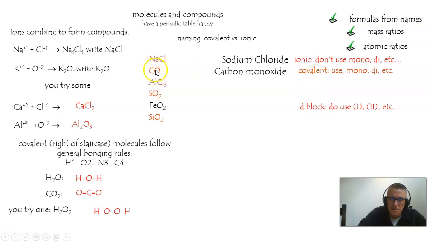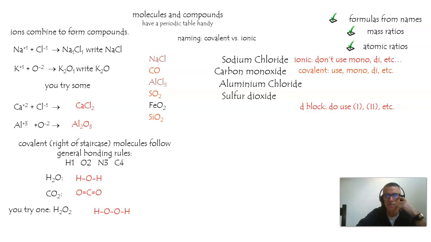These are not salts, these are called covalent substances. Both elements are to the right of the staircase. That's the dividing line between metals and nonmetals. Try AlCl3. Should we call it aluminum chloride or aluminum trichloride? Well, it is an ionic compound, so we'll go with aluminum chloride. This one is not, so we'll use the di, sulfur dioxide.